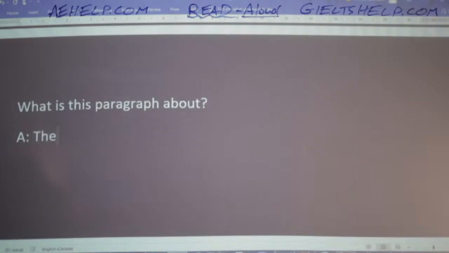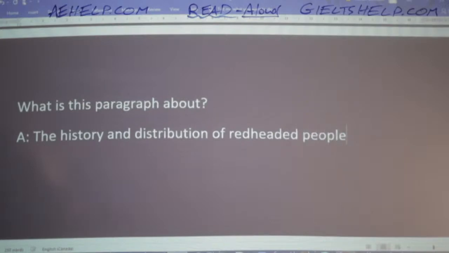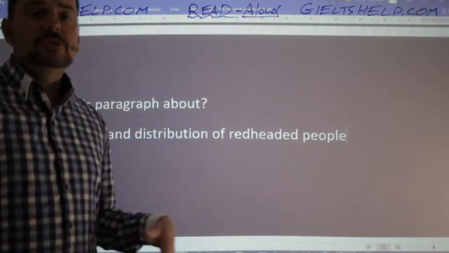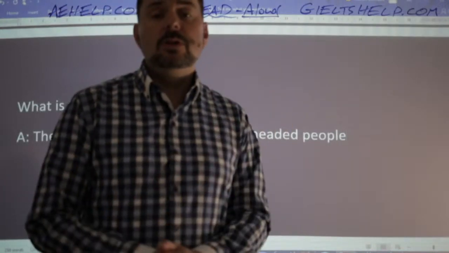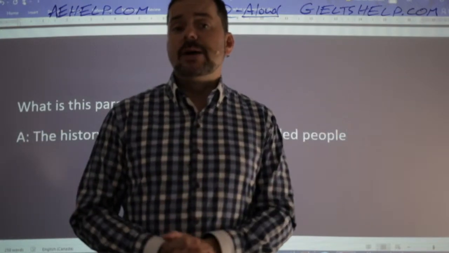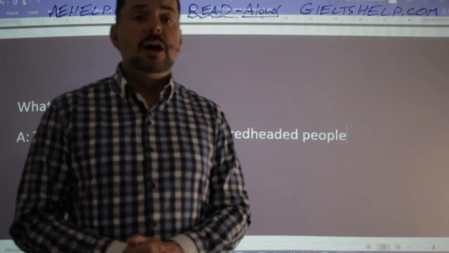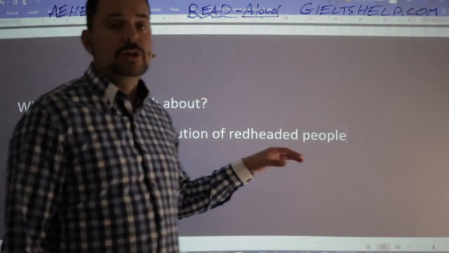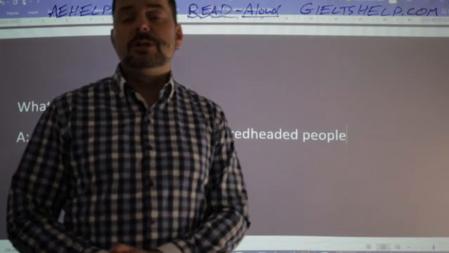So the history and distribution of red-headed people. So history means it says that people a long time ago, even as far back as ancient Greece and Egypt, obviously had red hair. We know that they did from records. And the distribution, they're most common in Western Europe, less common in other parts of the world.